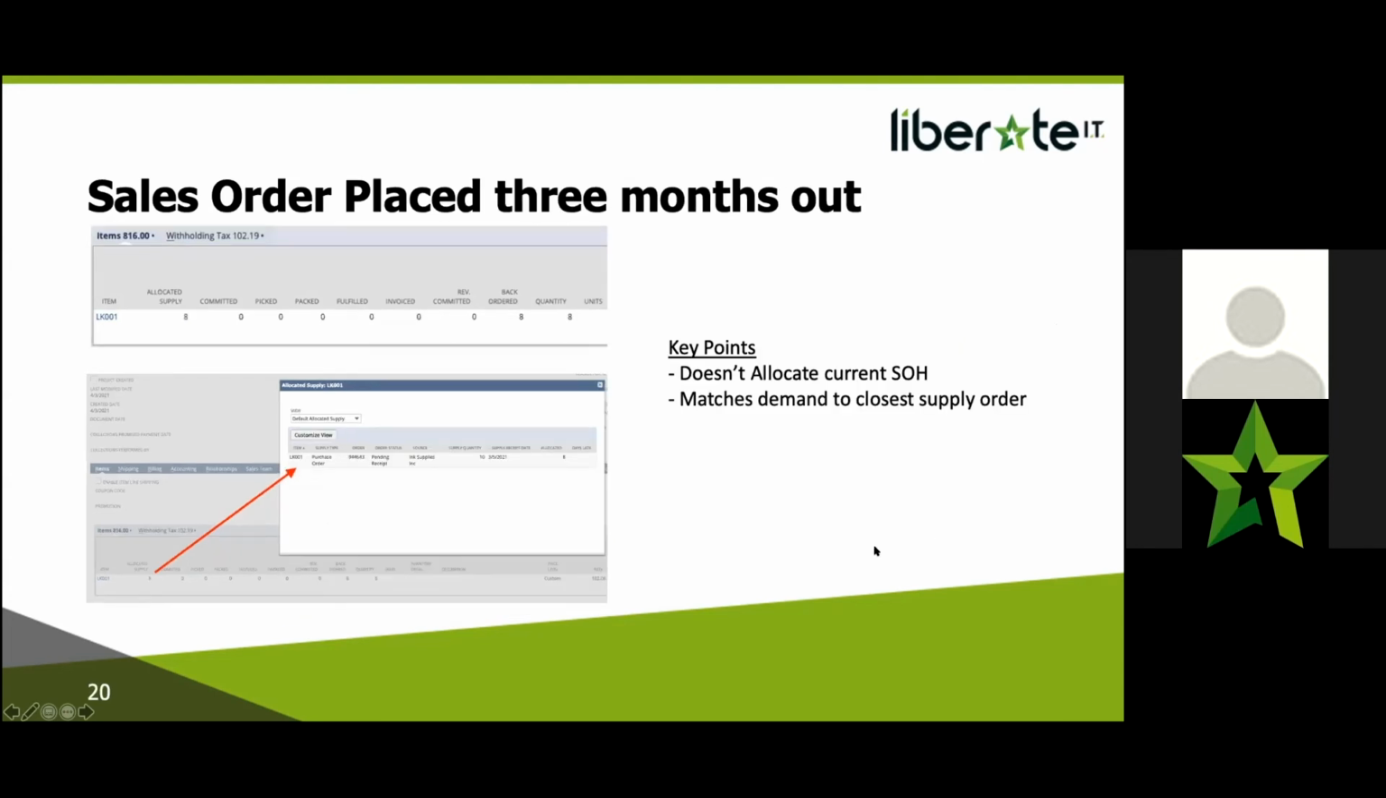But what if the order is 3 months out? Well, the key point is it doesn't allocate to the current inventory, and it matches demand to the closest supply order, which is important because you're making sure that you're pulling from the correct timeline. And now we can see that this purchase order, supply order is coming in May.